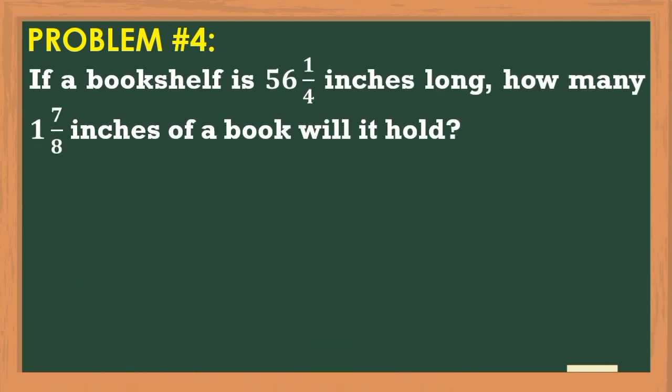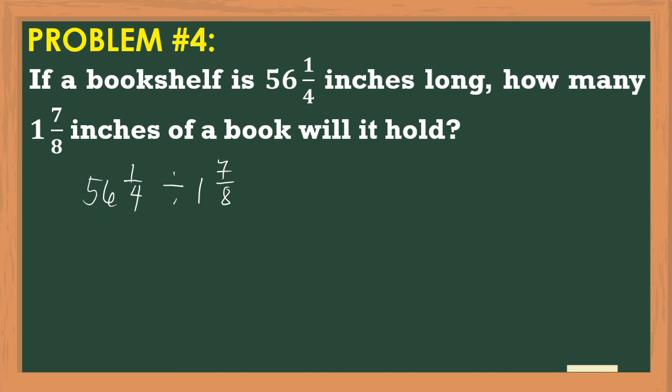Last problem. If a bookshelf is 56 and 1/4 inches long, how many 1 and 7 over 8 inches of a book will it hold? So, yung haba po ng bookshelf is 56 and 1/4 inches long. And then, kada book, ang kapal niya is 1 and 7 over 8 inches. So, ilang book ang pwedeng mailagay dun sa bookshelves na yon? So, again, the operation is division. So, 56 and 1/4 divided by 1 and 7 over 8. So, kailangan po nating i-change sila sa improper fractions.